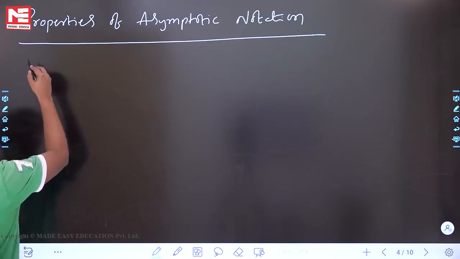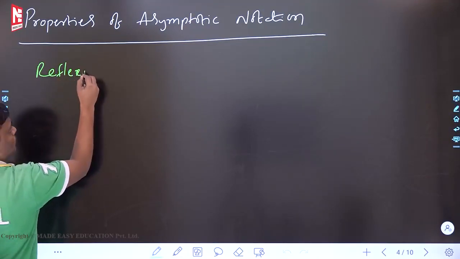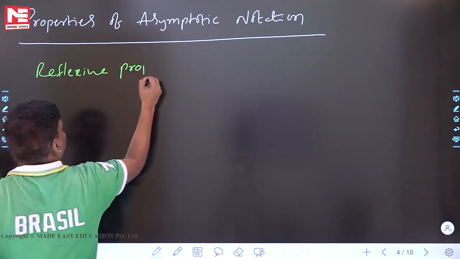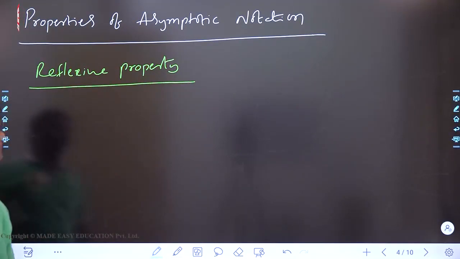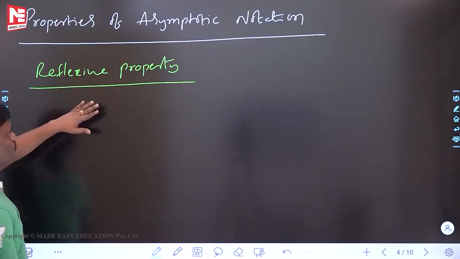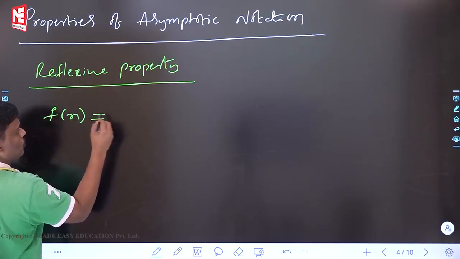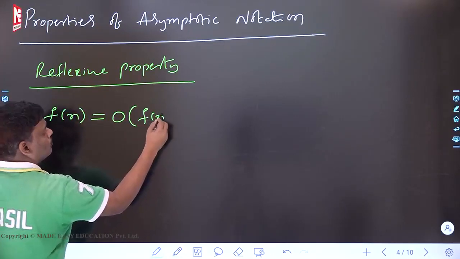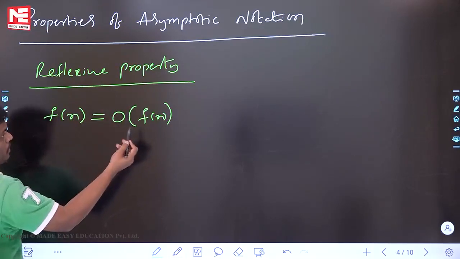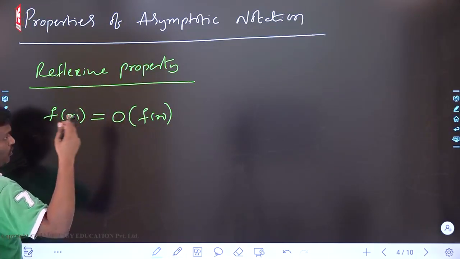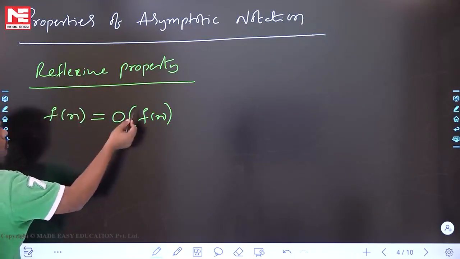See this one, the first one: reflexive property. Some people are asking, what is the meaning of reflexive property? Let me check here. Is f of n equal to big O of f of n, right or wrong? That is the meaning of reflection: both the sides same. Left whatever is there, right is also the same. If you see your face in a mirror, you will see your face only. So reflexive property means both the sides have the same thing.